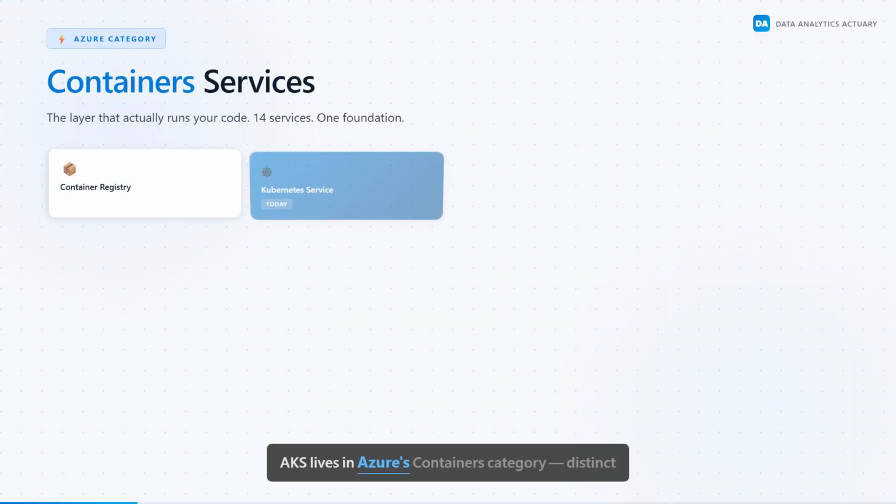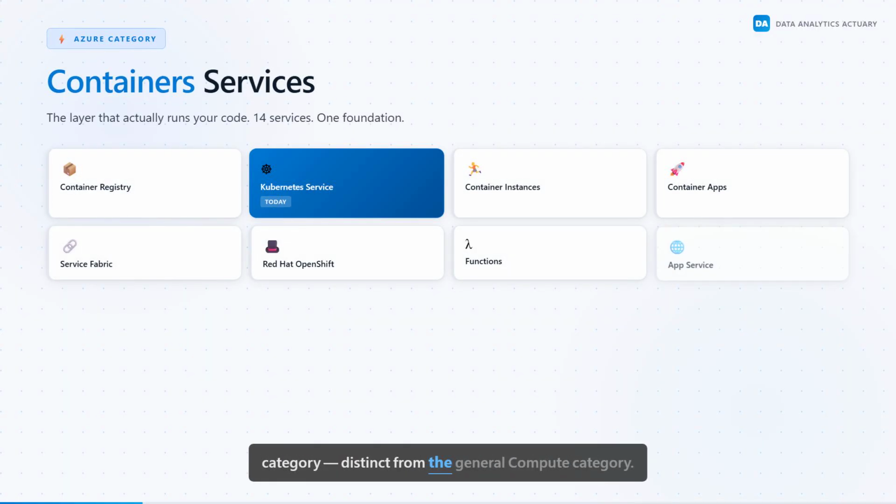AKS lives in Azure's containers category, distinct from the general compute category. The distinction reflects the architecture shift. With VMs and App Service, the unit of deployment is an application. With containers, the unit of deployment is a pod, one or more containers that share network and storage resources. Kubernetes is the orchestration layer that manages thousands of pods across a cluster of nodes, handling scheduling, health checking, self-healing, and resource allocation automatically. AKS manages the control plane for you, so you focus on running workloads, not maintaining Kubernetes itself.